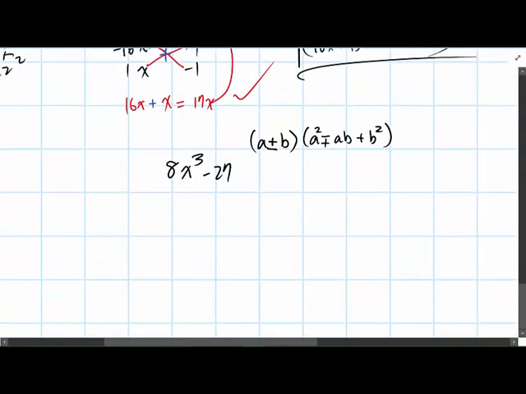I'll have to quickly go over this. So what's a? What's the cube root of 8x cubed? So that would be 2x. This is plus 9. So here you go, and then you would factor with your method if it's factorable.